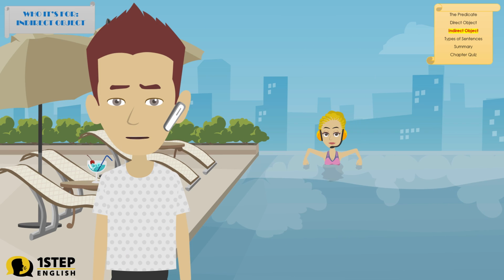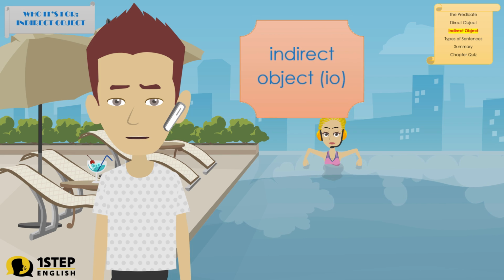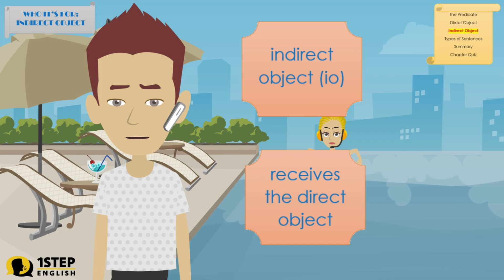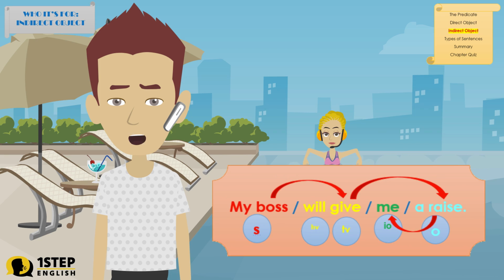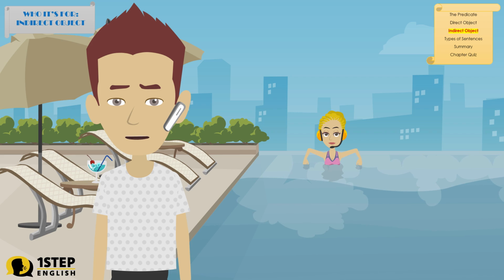The direct object directly receives the action of the verb, while the indirect object receives the direct object. For example, my boss will give me a raise. The words, a raise, is what will be given, so it is the direct object. But, who will receive that raise? Me. The indirect object.